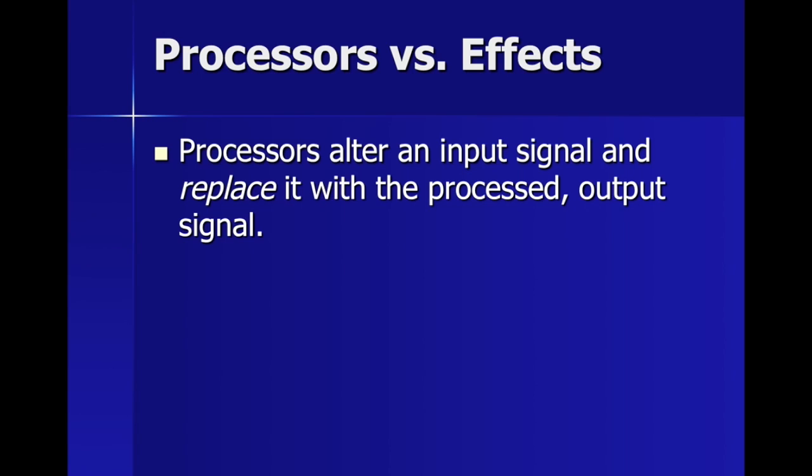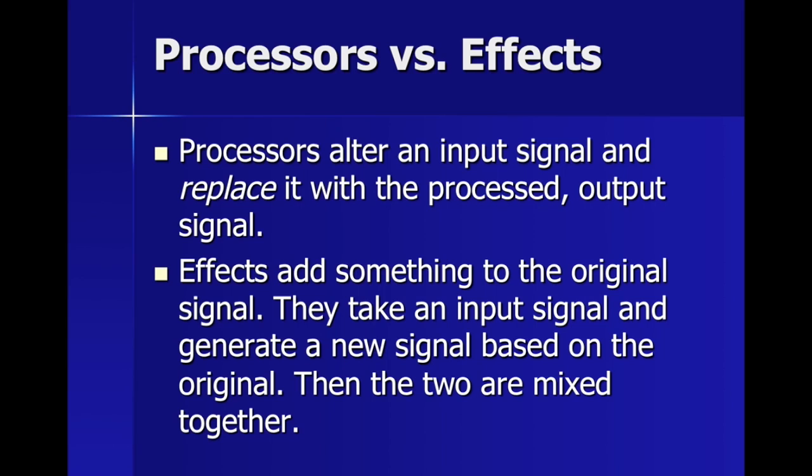First part, what's the difference between a processor versus an effect? Well, a processor takes an input signal, does something to it, and then we completely replace that input signal with the processed output signal. An example of this would be taking a guitar directly from the guitar sound, running it through a distortion processor, and then replacing the original guitar sound with a distorted guitar sound. We want nothing to do with the original signal. It'll still be there for us to process in other ways, but the end result replaces the original signal with the processed output signal. Effects, on the other hand, add something to the original signal.